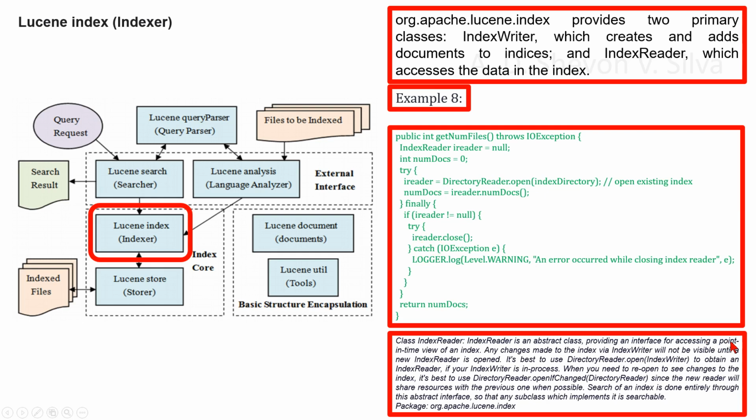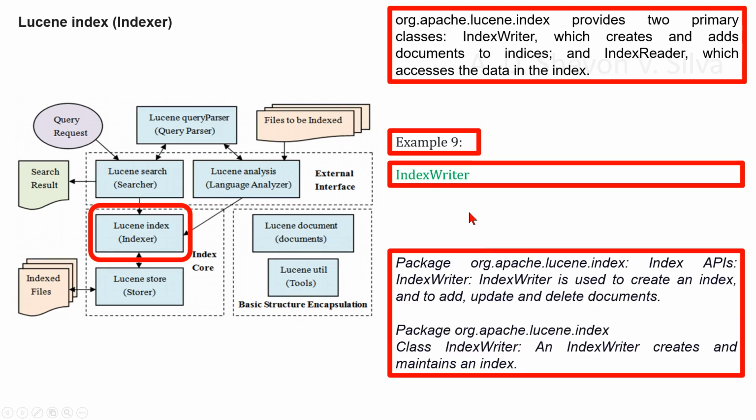As an example, now we are considering IndexWriter in the index APIs in package org.apache.lucene.index. IndexWriter is used to create an index and to add, update and delete documents. The class IndexWriter in package org.apache.lucene.index creates and maintains an index. The IndexWriter class is thread safe and enforces a single instance per index.